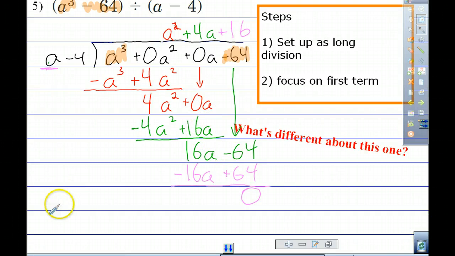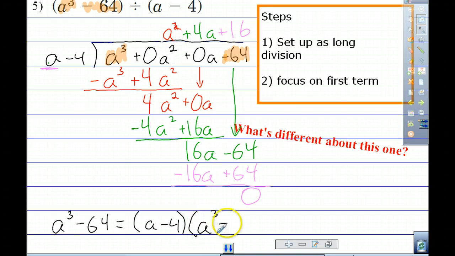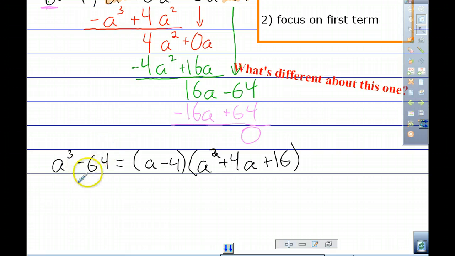And in the big picture, what does this all mean? A to the third minus 64 equals a minus 4 times our answer. There we go. That's what this means. Now we're going to investigate this a little bit more down the road, but if you're savvy, you might catch this, that this is a to the third minus 4 to the third.